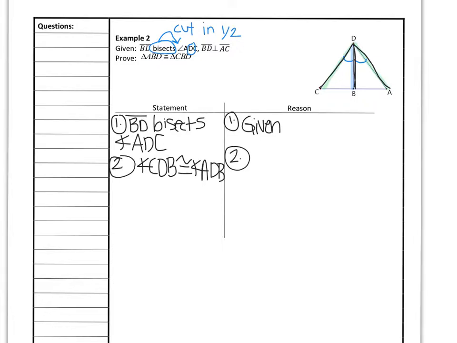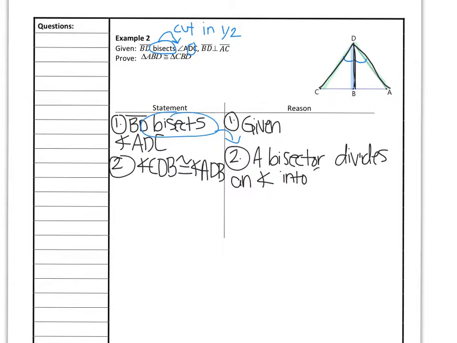And what can we say for our reason? Well, we need to use the word bisector, but in this case, we're not going to say it bisects a segment. We're going to say a bisector divides an angle into 2 congruent angles. Okay, we can even say an angle bisector divides an angle into 2 congruent angles. Okay, all right, so our next statement, we have used up that first given. We still have to use our second given, which is that BD is perpendicular to AC.